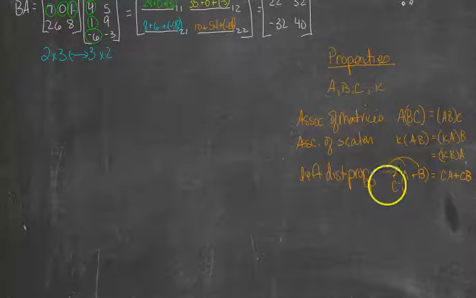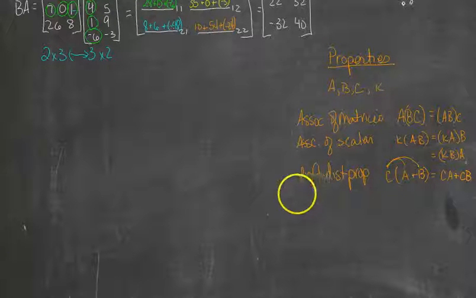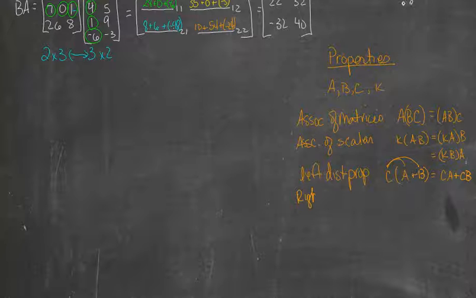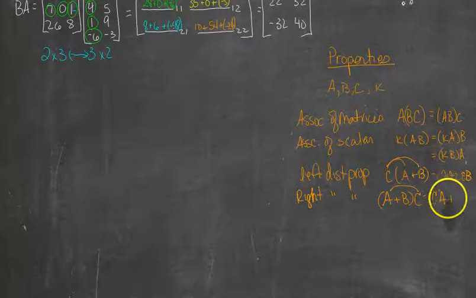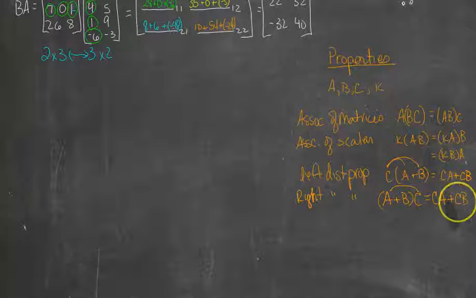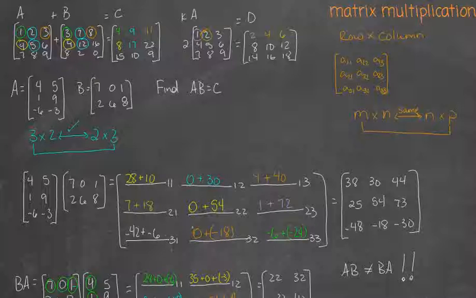It works whether you're distributing from the left or from the right. A plus B, add two matrices together and then multiply by C, is the same thing as multiplying C times A and then adding C times B. And that is enough for today.